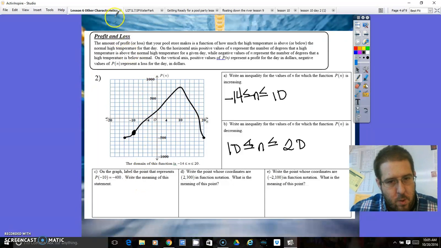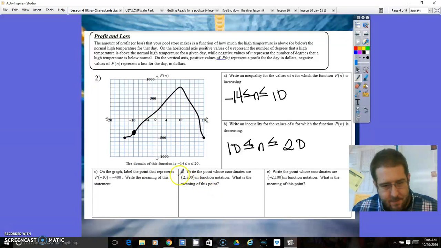Right, the meaning of this, that means, oh, we didn't read the question. So what does everything represent? Amount of profit or loss at the pool store, and high temperature of that day. On the x-axis, positive values of n represent the number of degrees. Okay, so if it's negative 10 degrees, that means you're going to lose $400, it looks like.